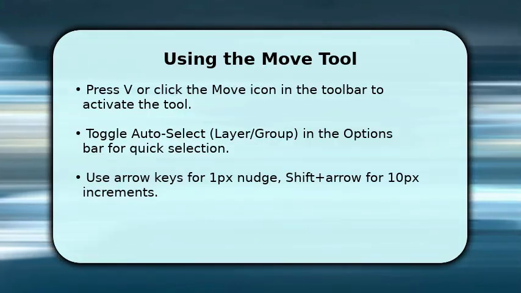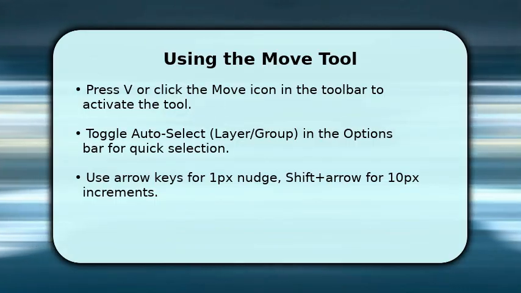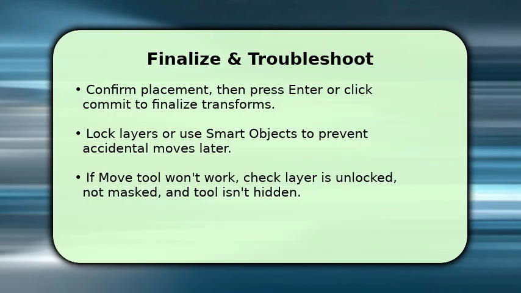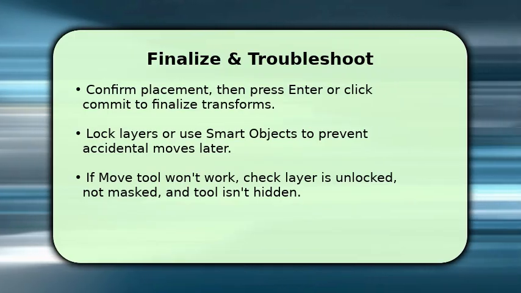Make sure Show Transform Controls is toggled when you need handles for rotation and scaling. Once you've positioned the layer, press Enter or click the Commit button to finalize a transform. Otherwise, changes remain temporary. To avoid accidental shifts later, lock the layer or convert content to a smart object, which preserves edits.